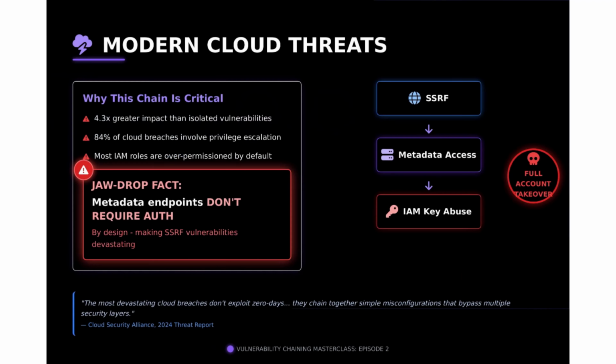Cloud breaches today don't usually start with a genius zero-day. They start with small cracks, a misconfigured app, an over-permissioned IAM role, a metadata endpoint that shockingly doesn't even require authentication. String those together, and suddenly you're looking at a complete account takeover. That's why 84% of cloud breaches involve privilege escalation. The real danger isn't one bug, it's the chain.